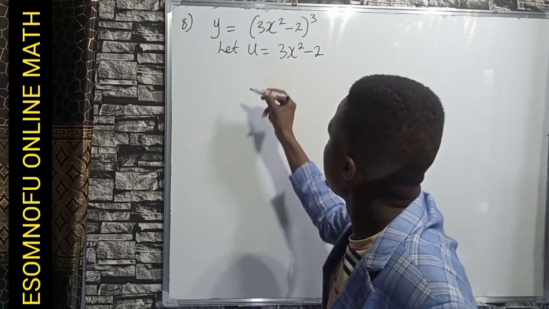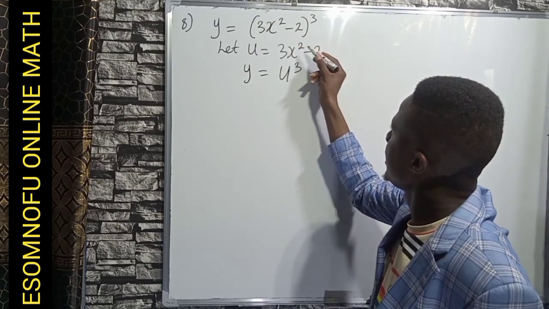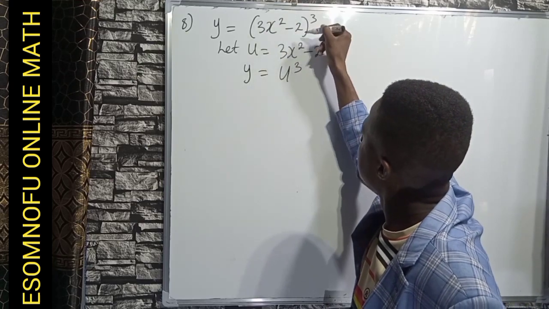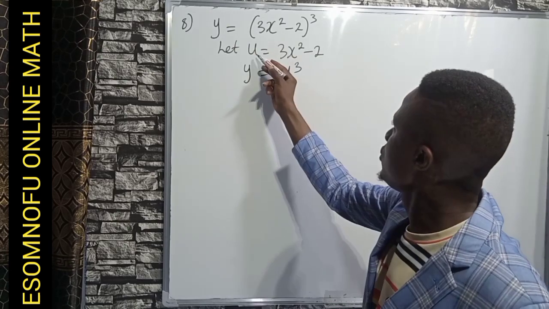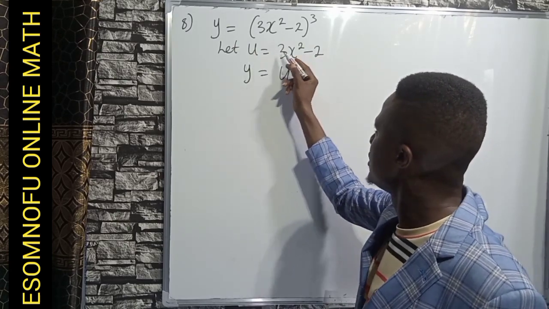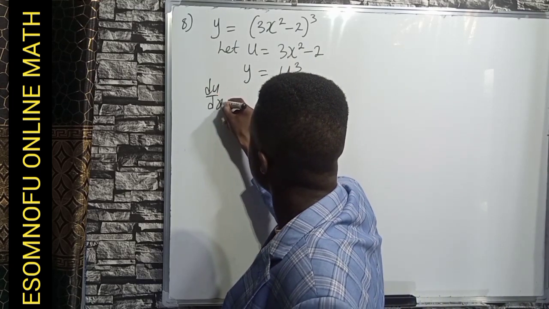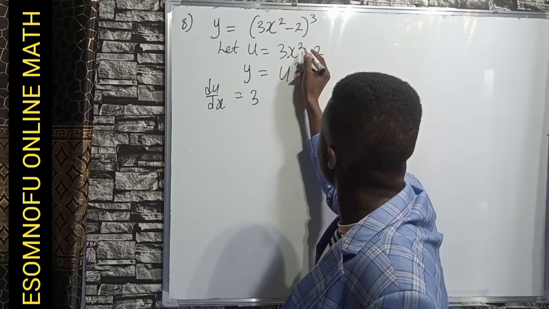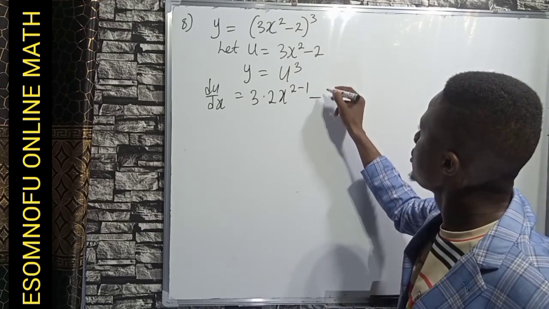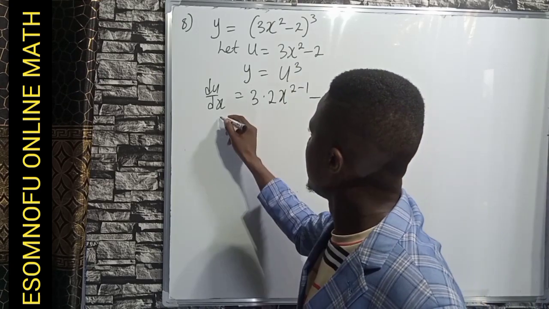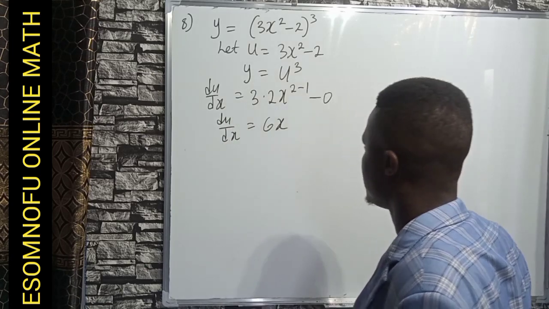If this is u, it means that y is equal to u to the power of 3. Reason, all these things are now represented by u. So if you put u here, it becomes u to the power of 3, which means y is now u to the power of 3. So find dy over dx and find du over dx and dy over du. So du over dx means differentiating this. 3 is here, 2 coming to the back, you have 2x to the power of 2 minus 1. When we differentiate 2, you are getting 0. Hence, du over dx will give us 3 times 2 is 6x. That is what it will give you.